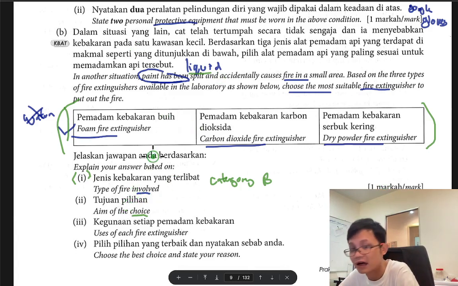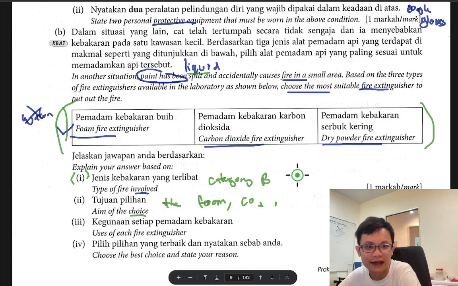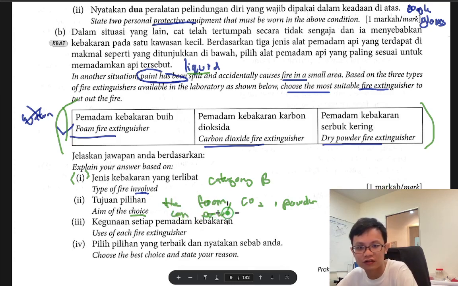Why we want to use it, because maybe I just write, if you're not sure about the question, you just write everything. So the foam, I just write everything because I'm not sure about the question, so just to place it. The foam, the carbon dioxide, and the powder fire extinguisher can extinguish the fire caused by the paint, for example.